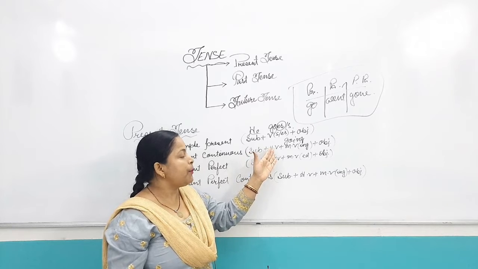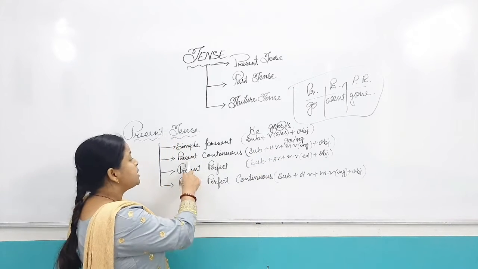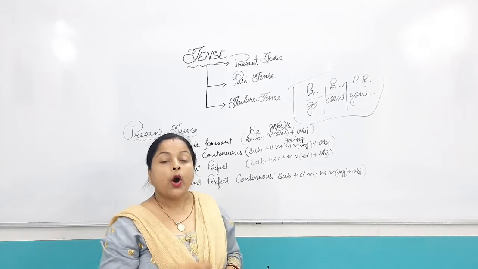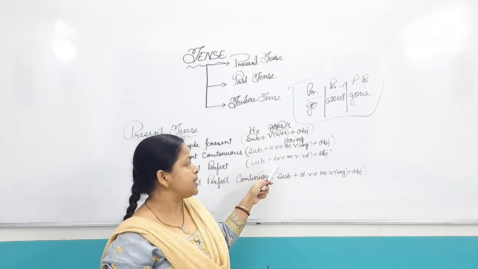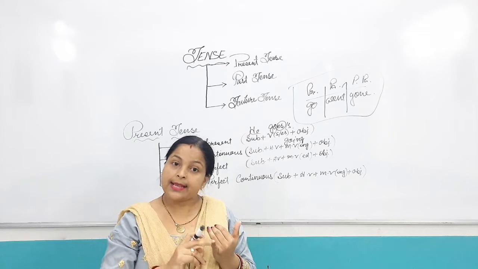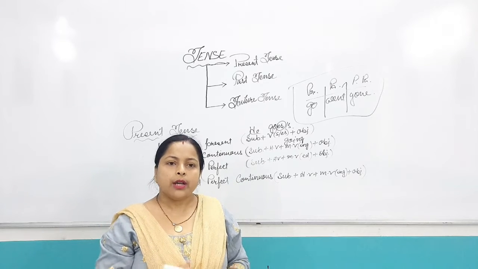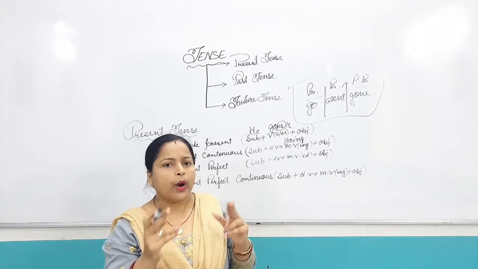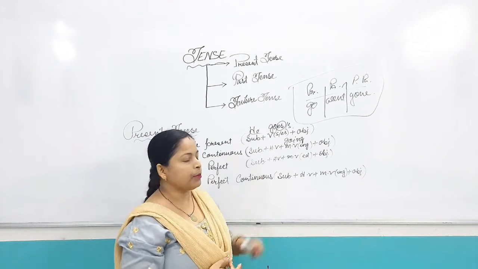Now, I was telling about helping verbs. So, what helping verbs will be used in present continuous tense? Only 3 helping verbs we may use in present continuous tense. Those are am, is and are. Okay, am, is and are. But with whom? With what type of subject will we use which helping verb?